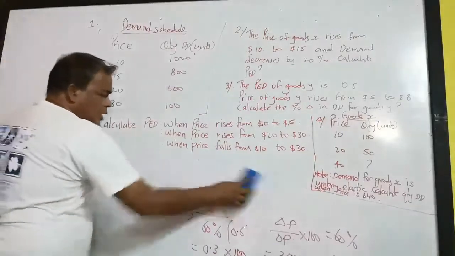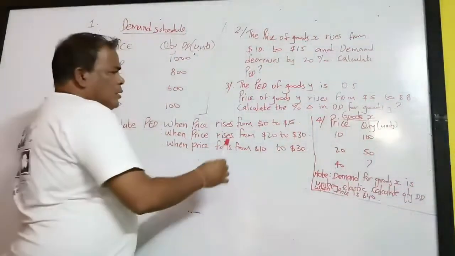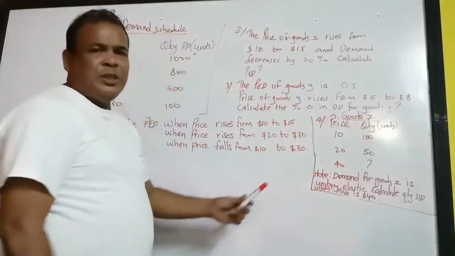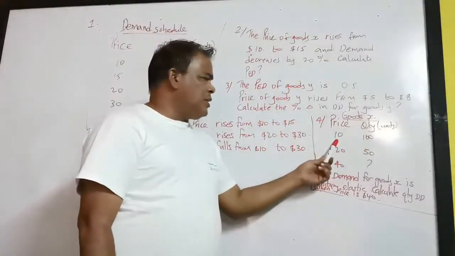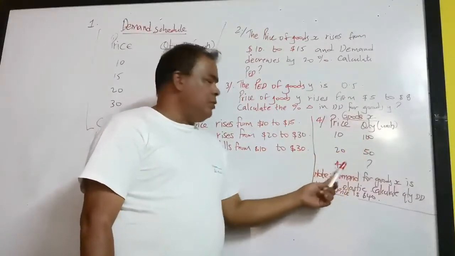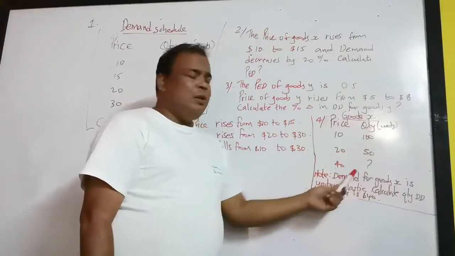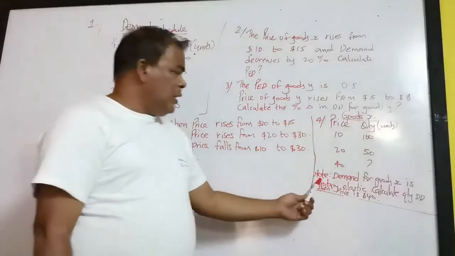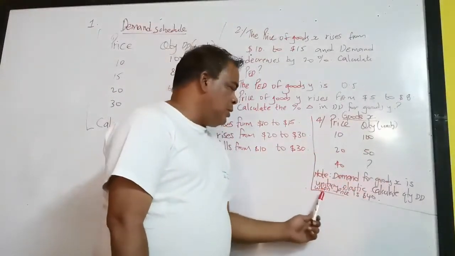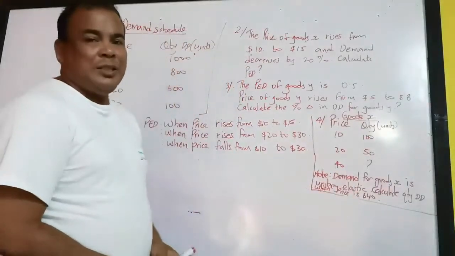Now we see a last one. Good X, price, quantity. This has been given as a demand schedule. When price is 10, the quantity is 100. When price is 20, quantity 50. I think the units, 50 units. When price is 40, we don't know the units. But additional information has been given. Demand for good X is unitary elastic. Calculate quantity demanded when price is 40.